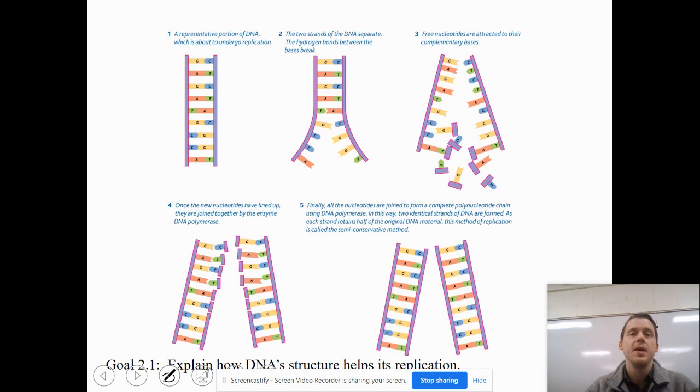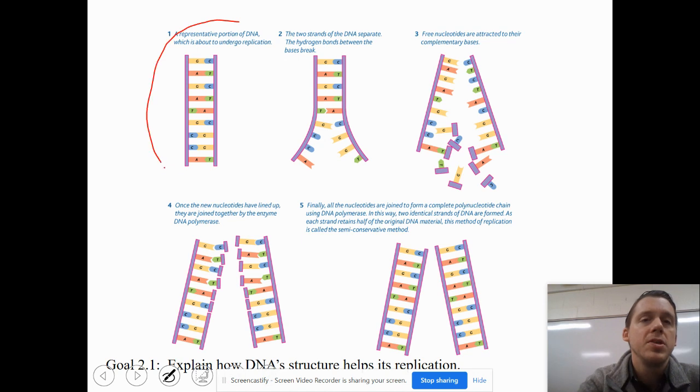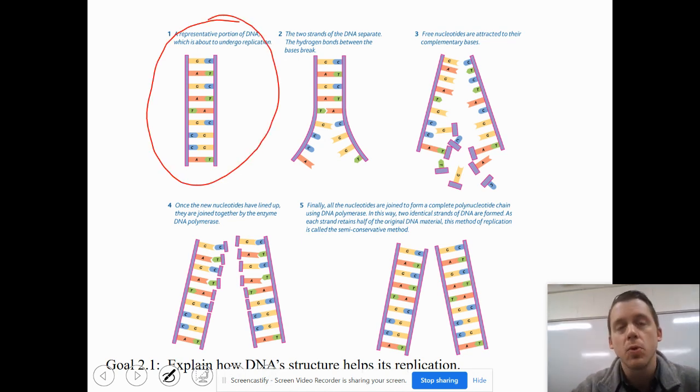All right, here is another view. All right, here's our DNA, which is about to undergo replication. This is a great picture. We start to break the hydrogen bonds. So those hydrogen bonds are now breaking, and we can see right here is the point at which they're breaking. So the DNA is separating.